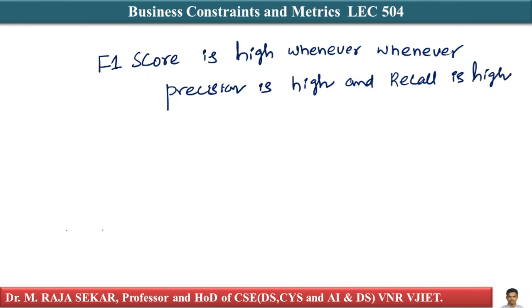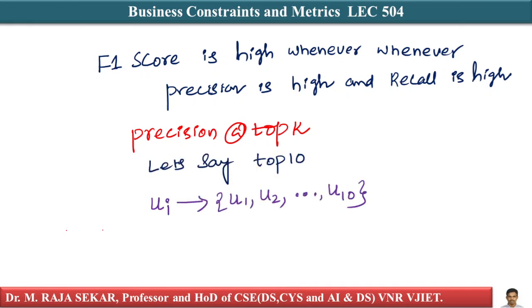There are other very reasonable metrics. For example, there is a metric called precision at top K. So the way precision at top K works is like this. Let's say my top 10. Precision at top 10 says for a user UI, if I have 10 vertices U1, U2, and so on up to U10, being the top 10 users that UI should be following, how many of them are actually correct?